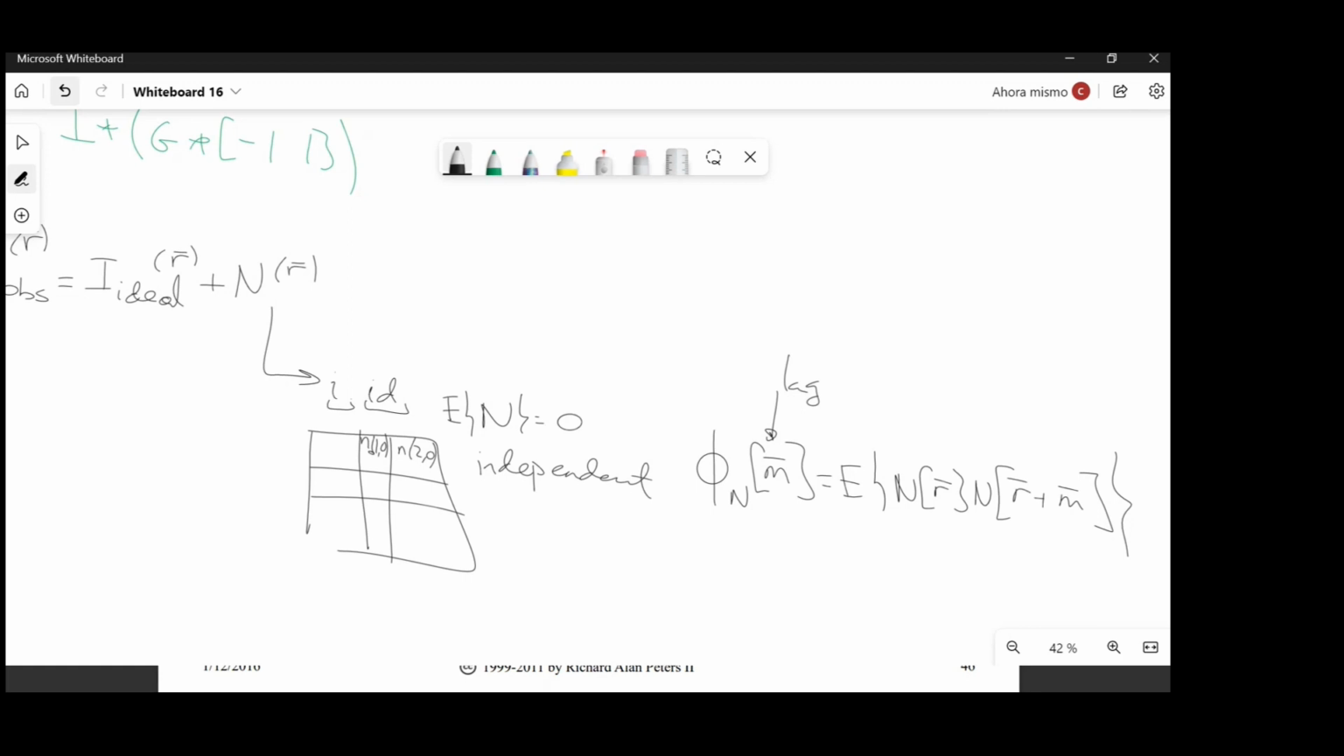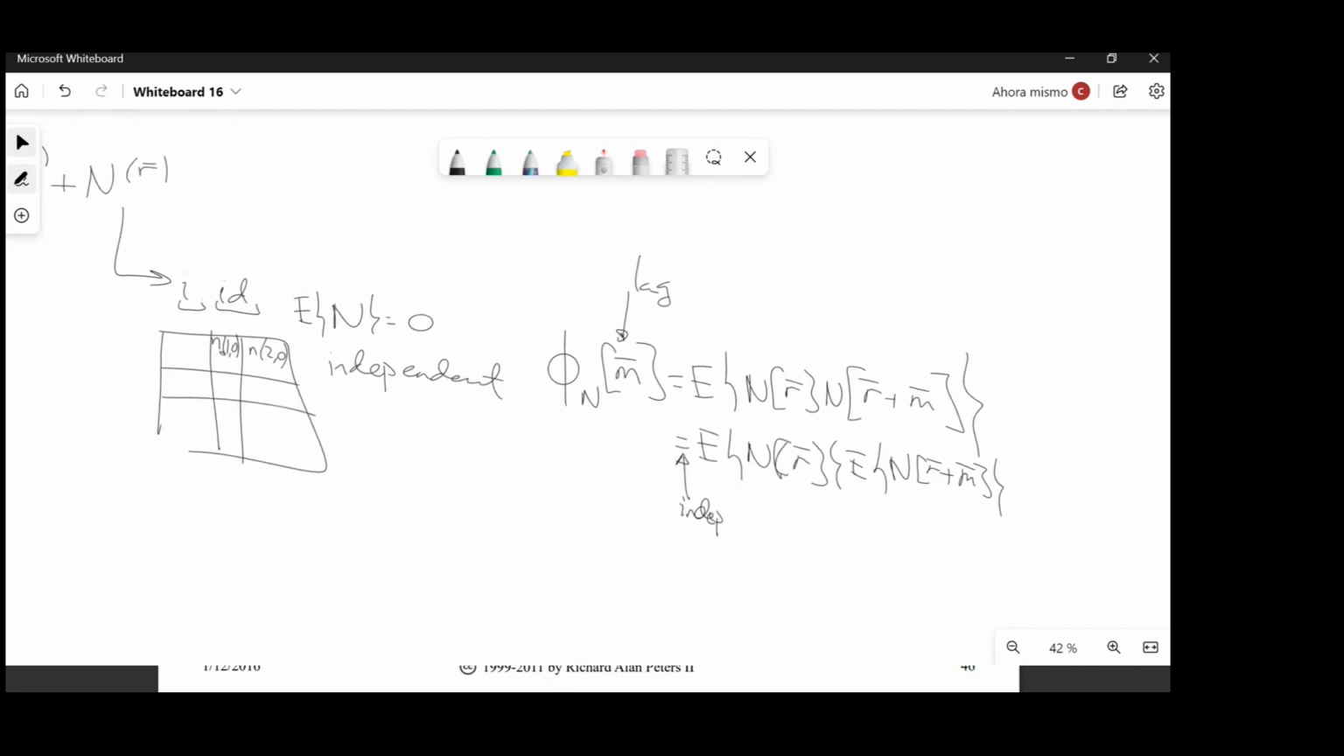Okay, what is this product? This product is you take a pixel, you take any other pixel given by the lag. Now you compute what is the expected value of the product of these two. But if they are independent, that means that it is the product of the two expected values. So this is only valid if they are independent. But one is 0 and the other one is also 0. So this is 0 times 0.